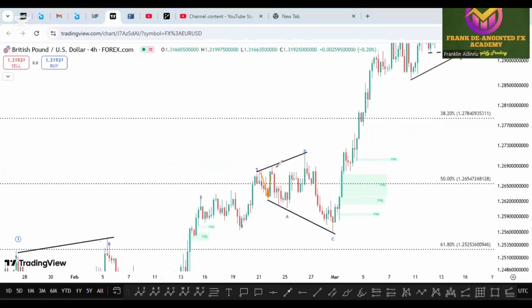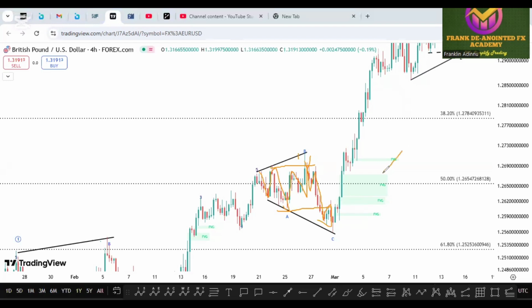This is A, B, C. With B, you can see how we break above A. Can you see that? And then you can see how wave C, with a five wave structure, comes and breaks below wave A. Can you see that? This is an expanded flat.